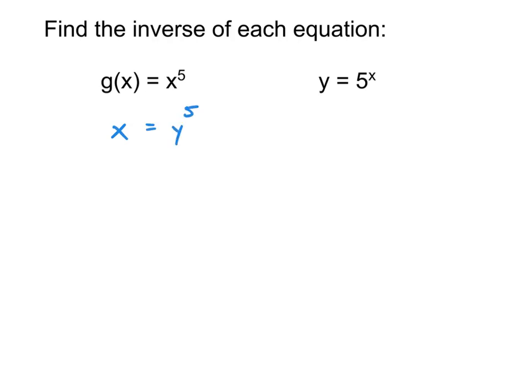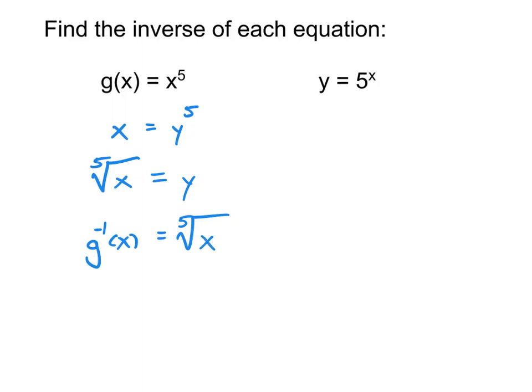And now I want to undo the fifth power. Well, when I wanted to undo a square, I did a square root. So if I want to undo the fifth power, I'm going to do the fifth root. So I do the fifth root of x equals y. And again, I do want to put this back into that function notation since it started out as g of x. So I'm going to call this inverse of g of x equals the fifth root of x.